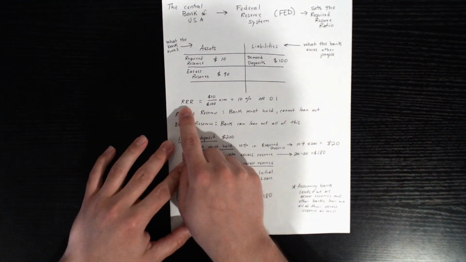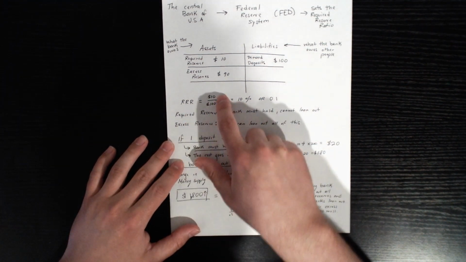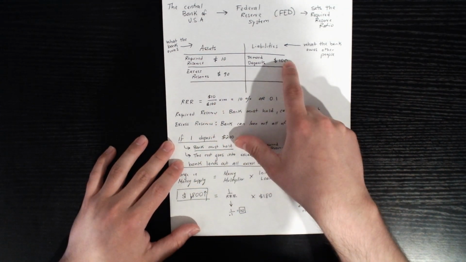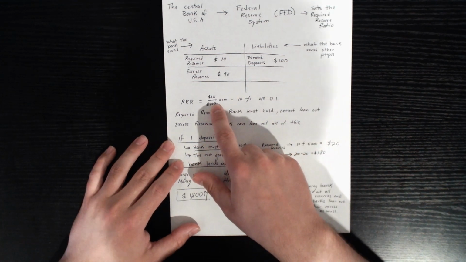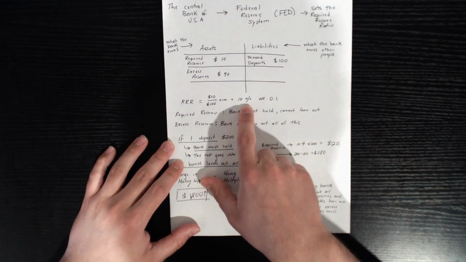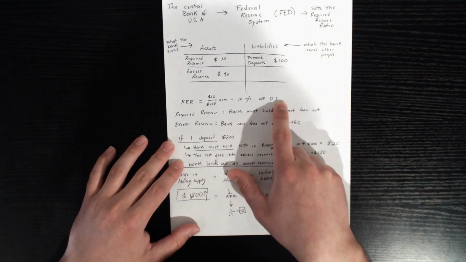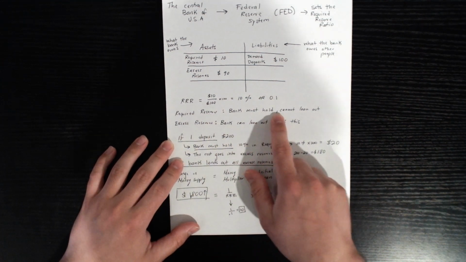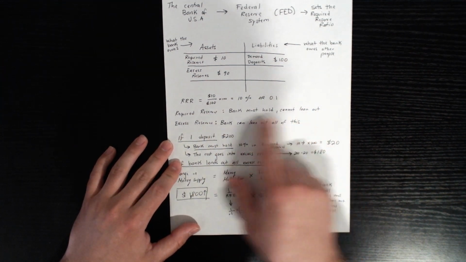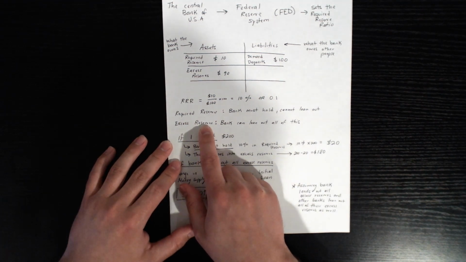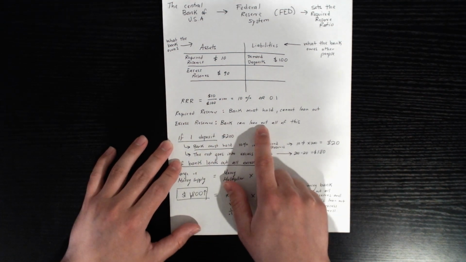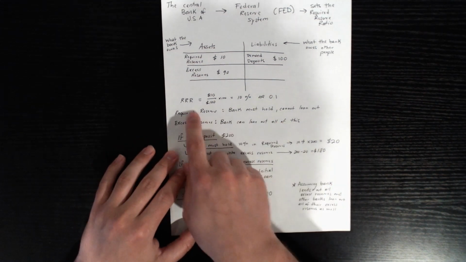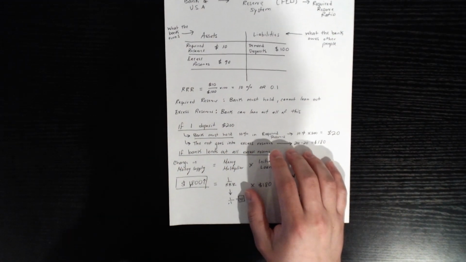Now, let's calculate the required reserve ratio. That's going to be the amount they have in required reserves, which is $10, divided by how much people have deposited in that bank, which is $100, times 100, which gives us 10% or a ratio of 0.1. Remember, required reserves, the bank must hold that. They cannot lend it out. But excess reserves, the bank can do whatever they want with that, including loaning it out. They could even loan out all of the excess reserves. They could just not touch the required reserves.